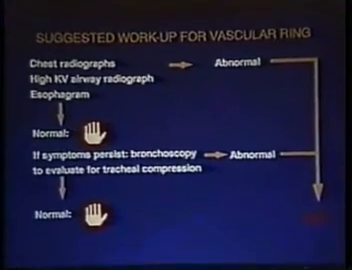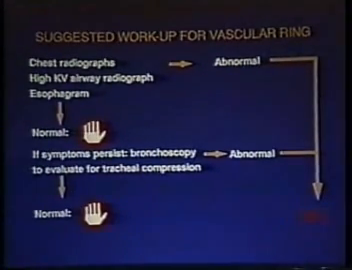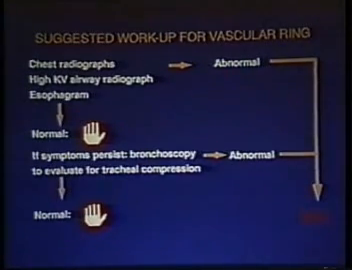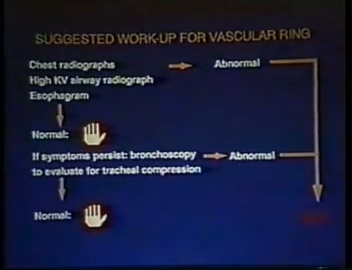In summary then, the suggested evaluation for vascular rings, as we've discussed, is that of chest radiographs, high kilovoltage airway films, an esophagram. If those are normal, we stop. If symptoms persist, we do a bronchoscopy to evaluate for tracheal compression. If that's normal, we stop. In patients who have abnormal findings, we move to MRI.